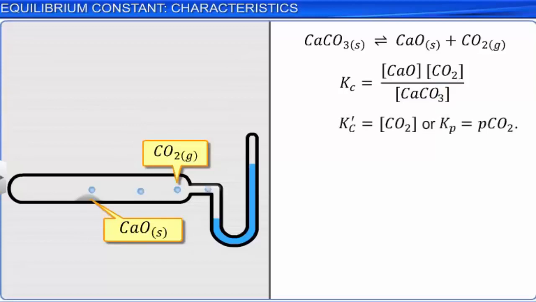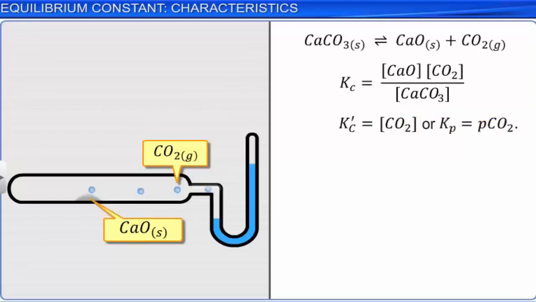Since calcium carbonate and calcium oxide are solids, their concentrations remain constant, and hence their concentration terms in the expression for equilibrium constant can be ignored. Now, the modified equilibrium constant for the system becomes Kc' is equal to concentration of carbon dioxide, or Kp is equal to pressure of carbon dioxide.